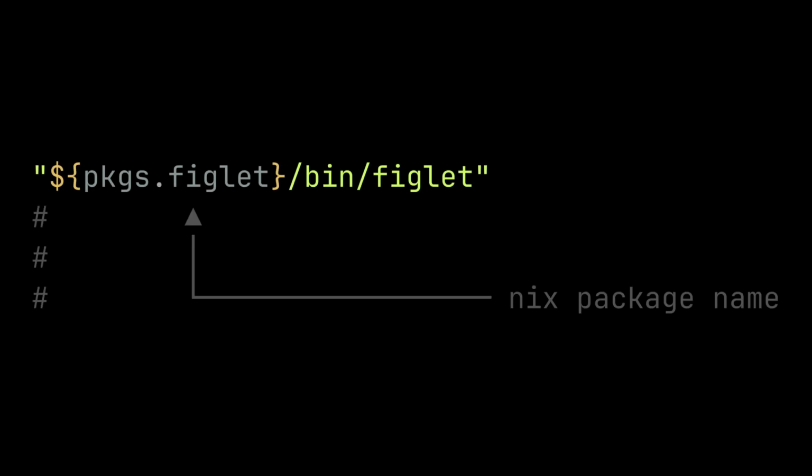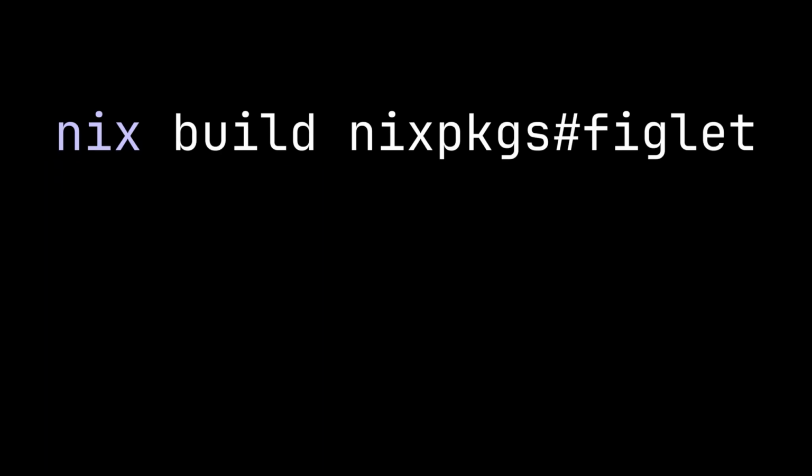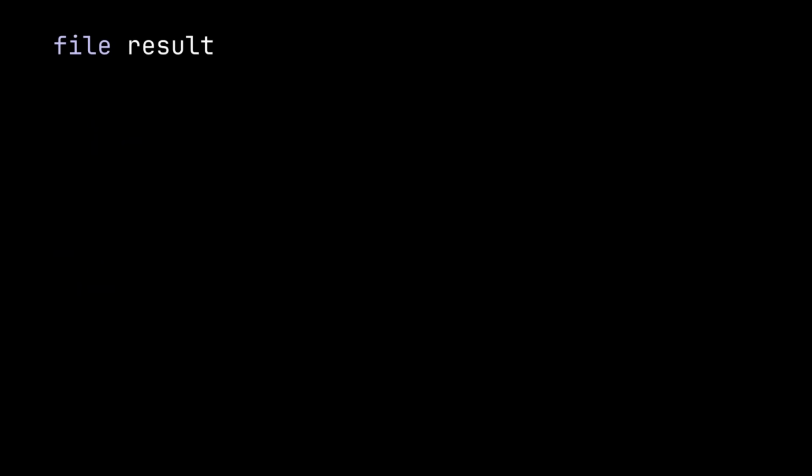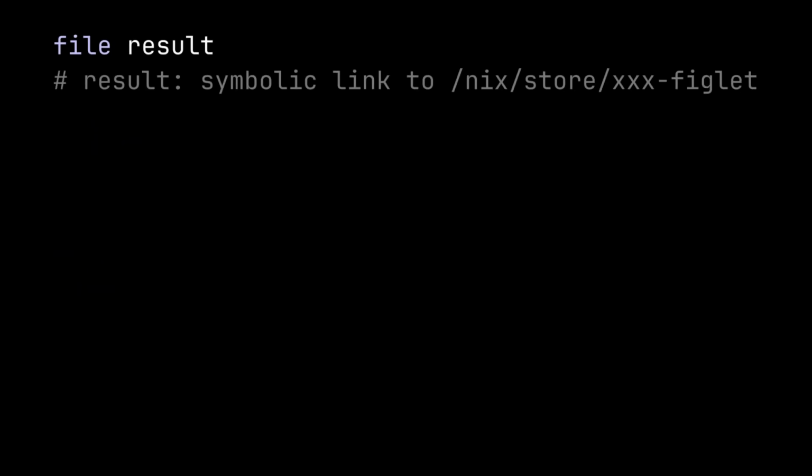Okay, we get the package name from the Nix search website, but what about the executable name? To know the executable name, you can run nix build nixpkgs#package-name. After you run the command, you will see something with name result in your current working directory. By using file command, we know that result is a symbolic link that points to the package directory.